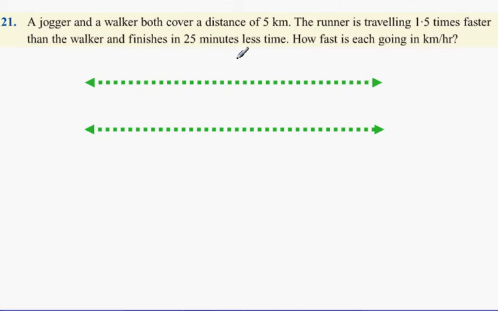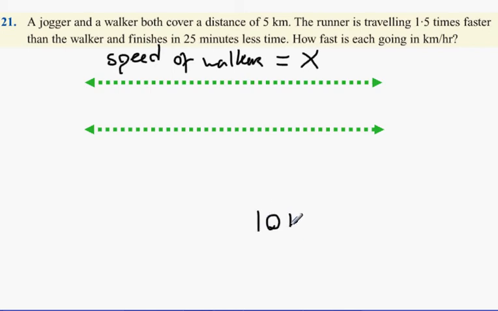However, if we let the slower one, who's the slower one? The walker is the slower person. Let the speed of the walker equal x. Now, if I was to tell you in a test that the walker was going 10 kilometers an hour, which is quite fast for a walker, what speed would the runner be going if it was 1.5 times faster? 15. So you didn't add, you multiplied, right?